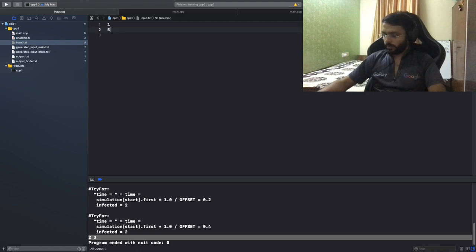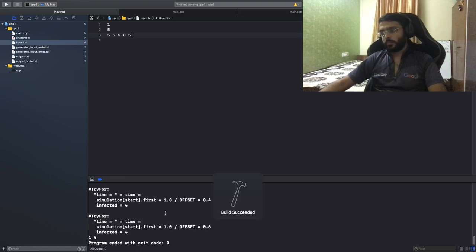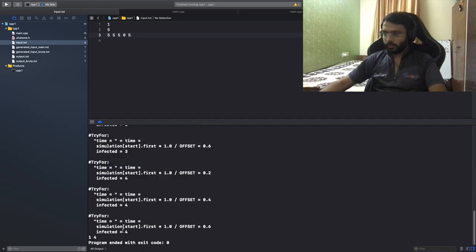Well, let's try generating some solution. So let's say 5 5 5 0 5. So the best case is just one is infected, which is this one, I guess. And the worst case is 1, 2, 3, and 4 are infected. And let's say this 0 is infected.